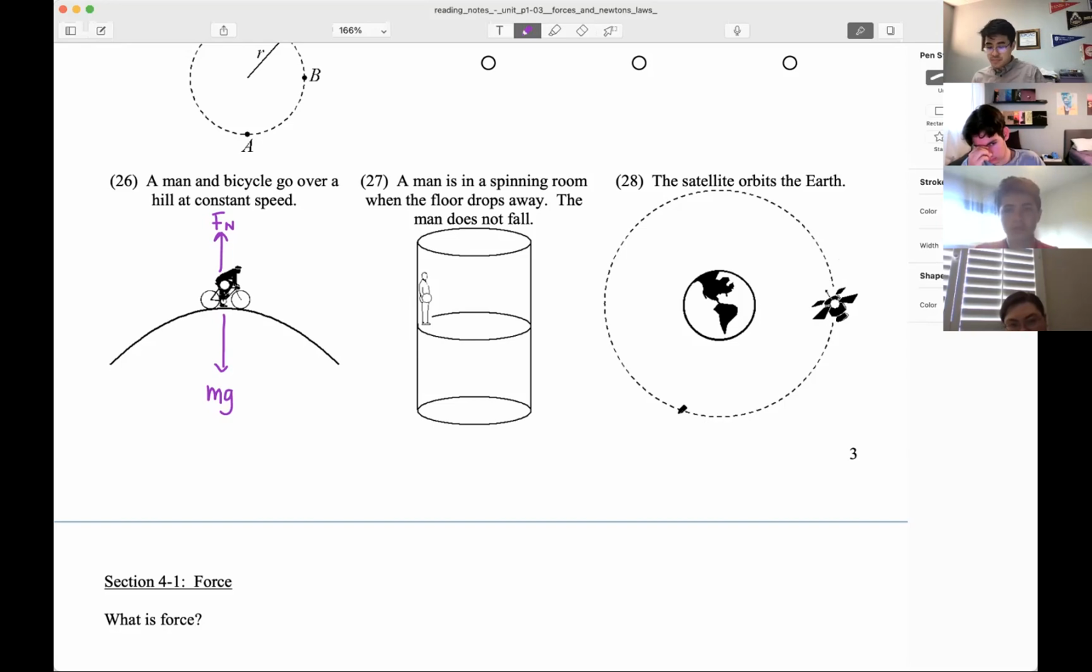Wouldn't there be some kind of centripetal force acting towards the left of where the satellite is right now? You are correct. What do you think is contributing to that centripetal force?